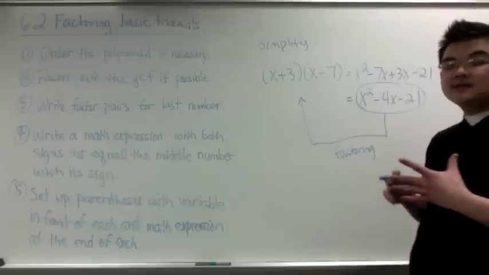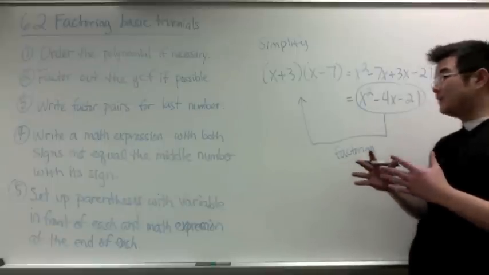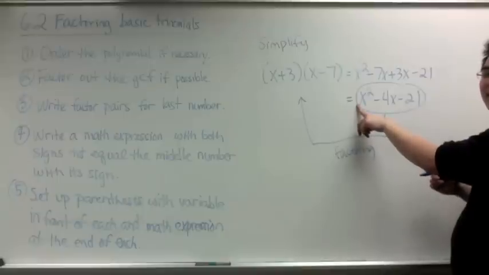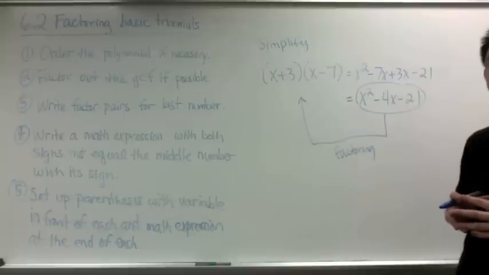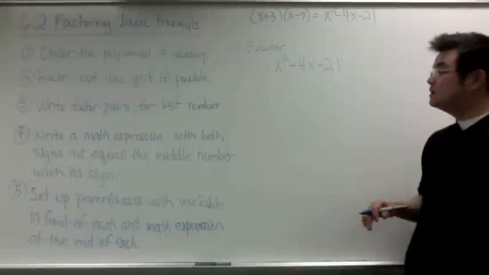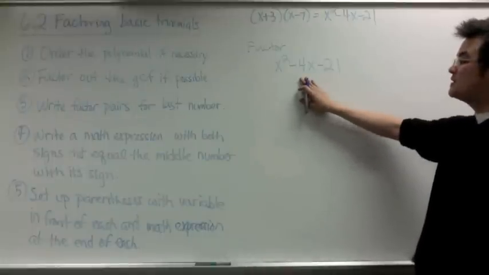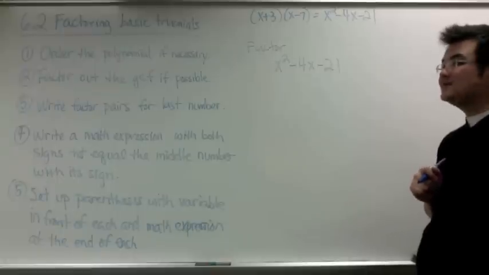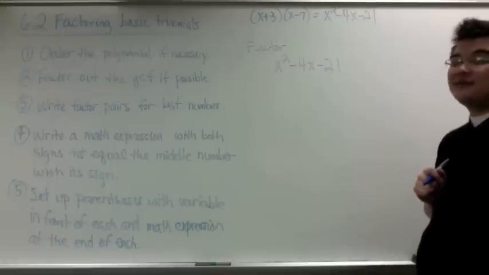If you notice, today's lesson is called factoring basic trinomials. I call a basic trinomial when there is no number in the front other than 1 in your trinomial. So if there's another number in front there, like 2, I consider those harder trinomials, which is our next lesson. So in our first example, x squared minus 4x minus 21, we're going to factor it. We don't have to put the polynomial in order because it already is. Then we're going to factor out the GCF if possible.